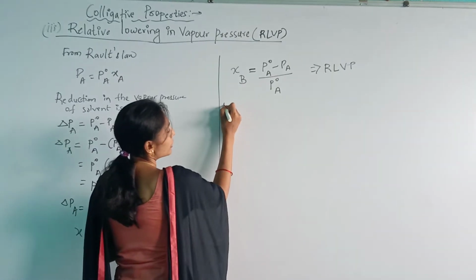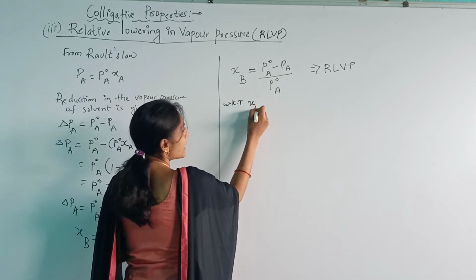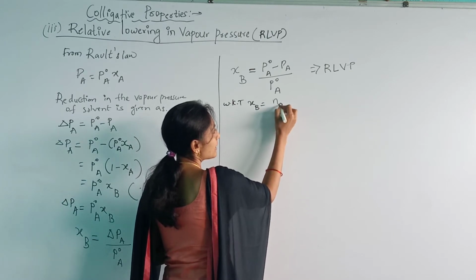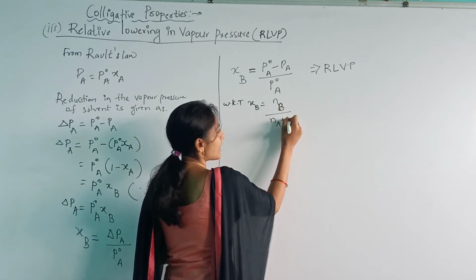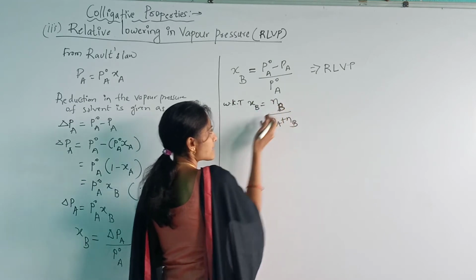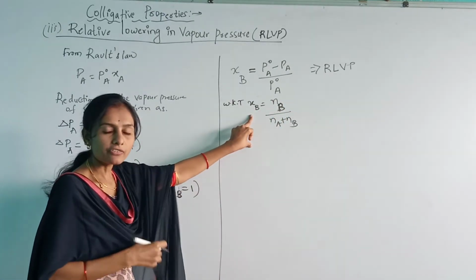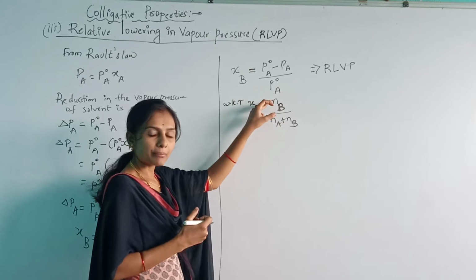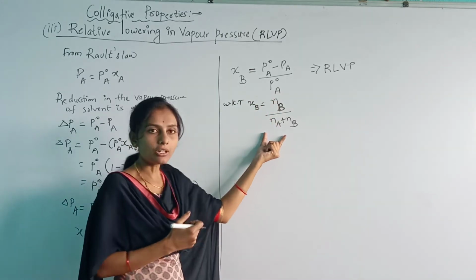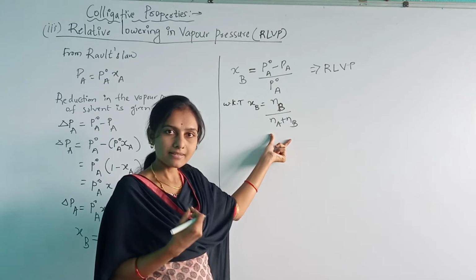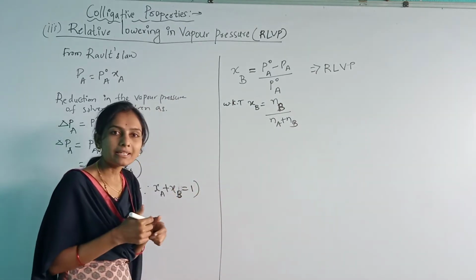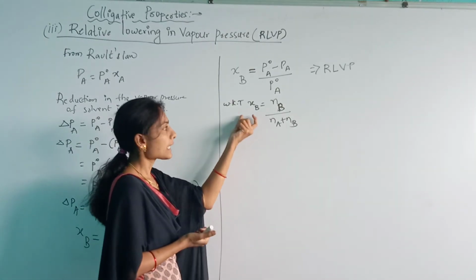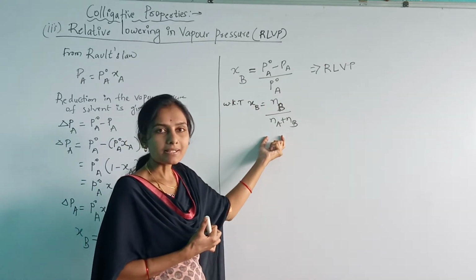Now we know that XB is equal to NB divided by NA plus NB. This is nothing but a definition of the mole fraction of component B. Mole fraction is defined as the ratio of the number of moles of that component to the total number of moles present in the system. Here we are taking a binary solution made up of two components, 1 and 2, or A and B, and hence XB = NB by NA plus NB.